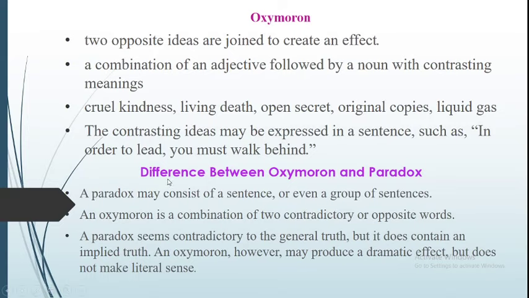There is a difference between oxymoron and paradox. A paradox may consist of a sentence or even a group of sentences. On the other hand, an oxymoron is a combination of two contradictory or opposite words. A paradox seems contradictory to the general truth, but it does contain an implied truth. An oxymoron, however, may produce a dramatic effect, but does not make literal sense.